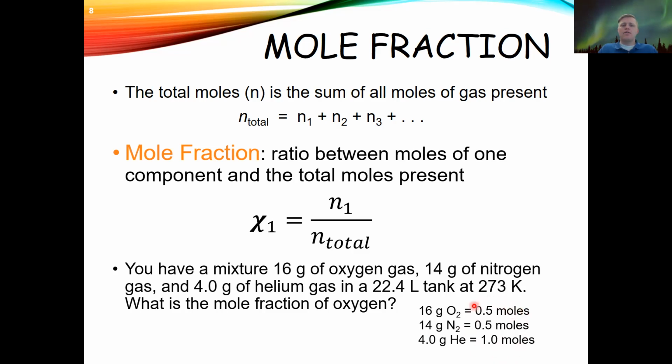We then need to add all these moles together. In this case, the total number of moles will be 2 moles. We're looking for the mole fraction of oxygen, so we'll just take this 0.5 divided by 2, and we'll find that the mole fraction is 0.25. Put another way, this is how we express or calculate what percentage of our total gas is the gas of interest. So we would say that this is 25% oxygen.